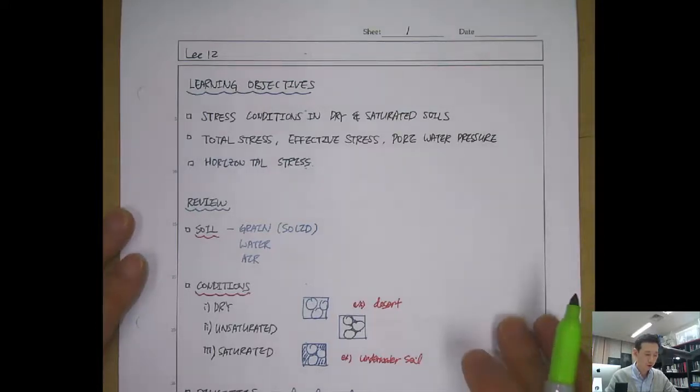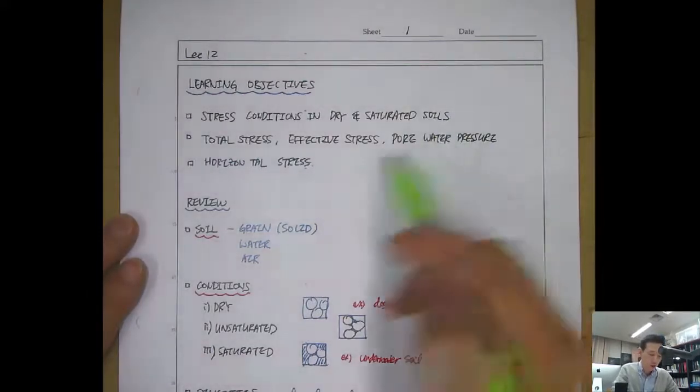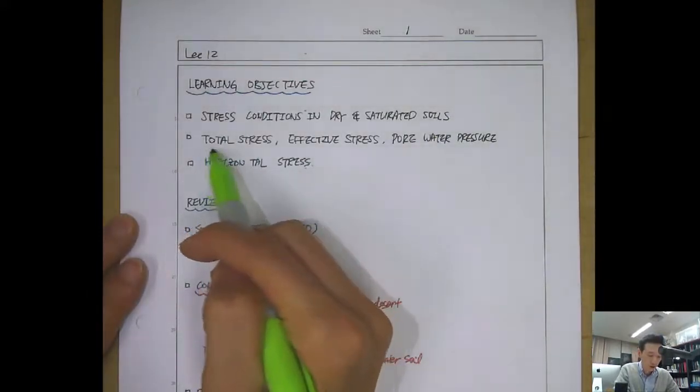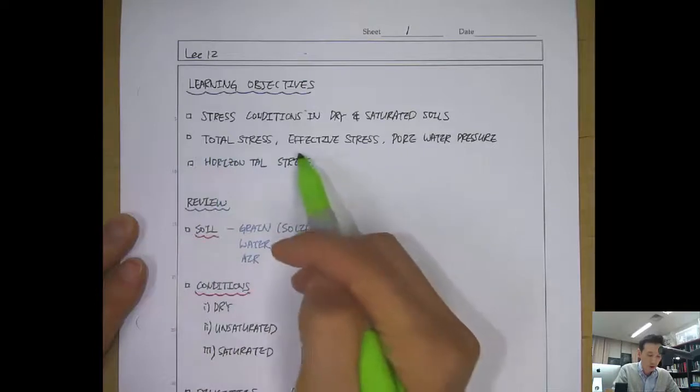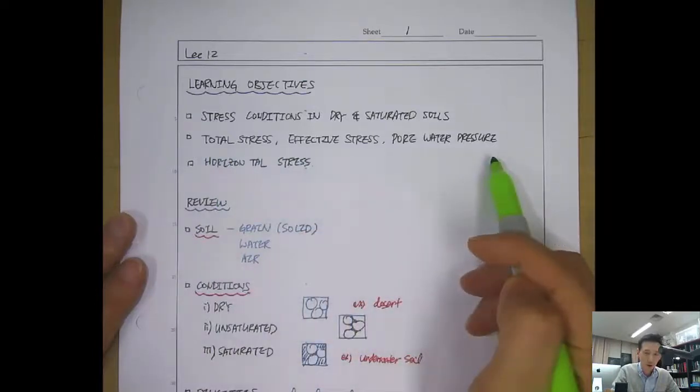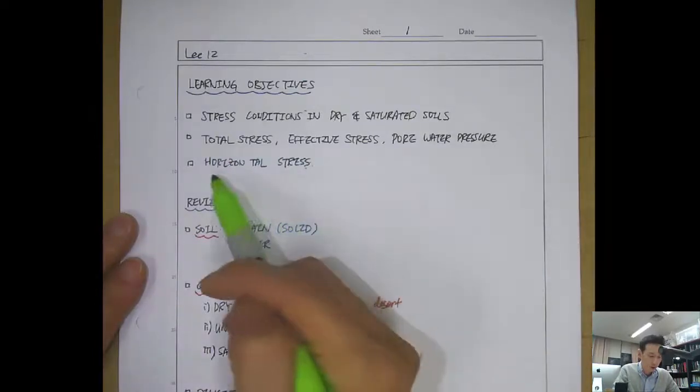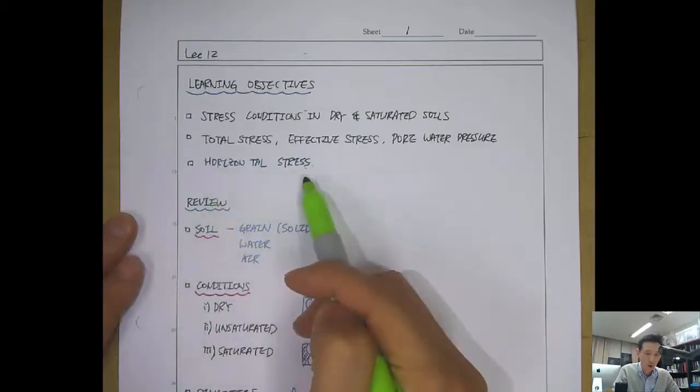Today the learning objectives are the following. We'll talk about the stress conditions in soil, either in dry soil and saturated soil. And we'll talk about what are the total stress, effective stress, and pore water pressure. And lastly, we'll talk about the horizontal stress.